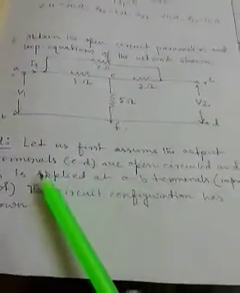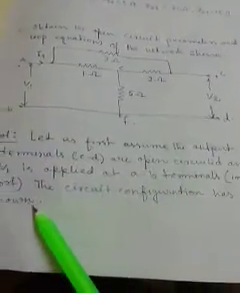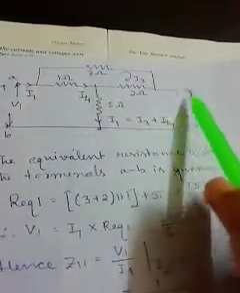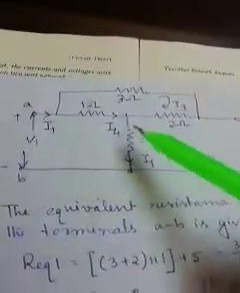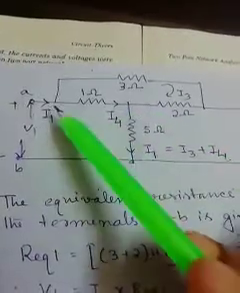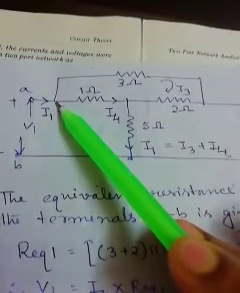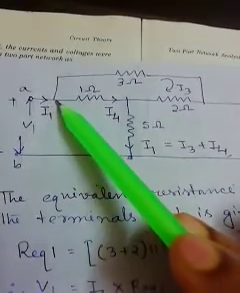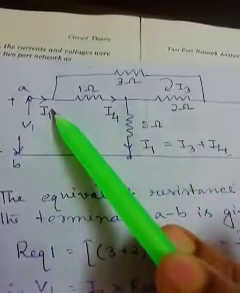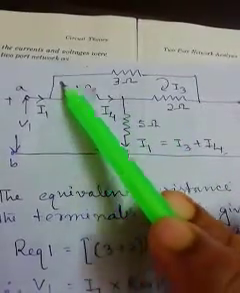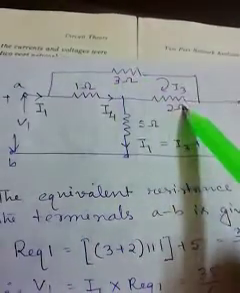Initially we normally do that: opening the output terminal makes our output port current 0, and then we redraw this circuit. So this terminal is opened. Under this condition, how the currents flow through the different parts of the circuit is very important. Here I1 at this point gets two paths to flow. One part of I1 will flow through this resistance, and another part of I1 will flow through these resistances, that means through this 3 ohm as well as this 2 ohm.